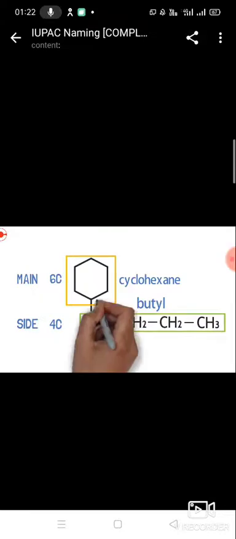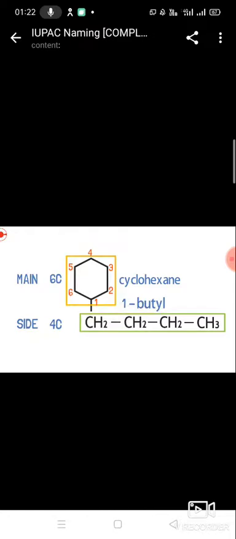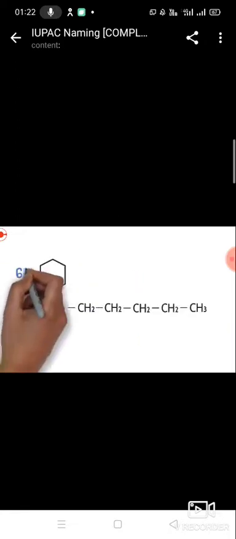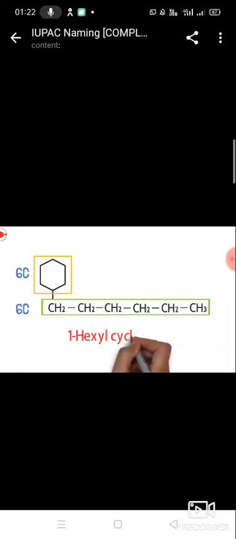So cyclohexane, 4-butyl. So 1-butylcyclohexane. Next one, pentagon, hexagon. In this, 6 carbon atoms are present in a straight line. In this, the first one has the attachment group. There is a benzene ring present.